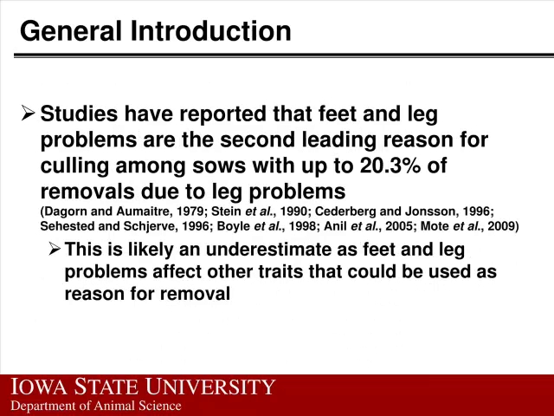So in general, studies have reported that feet and leg problems are the second leading reason for culling among sows, with up to 20.3% of removals due to leg problems. This very well could be an underestimate, as anybody who's worked in the swine industry knows. Culling reasons and codes can often be misconstrued, and likewise feet and leg problems might not necessarily show up within those culling reasons and might ultimately lead to other problems within the sow that don't get called that in general. Likewise, euthanasia is often required for animals that do end up lame, so they don't incorporate into this 20.3% that we're looking at here.